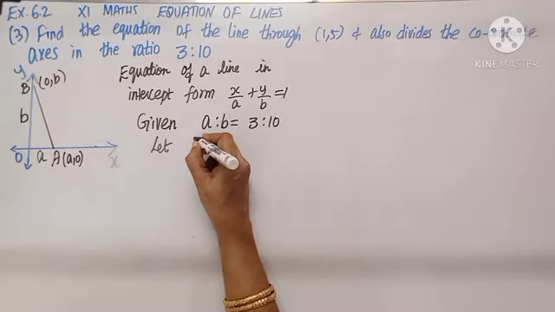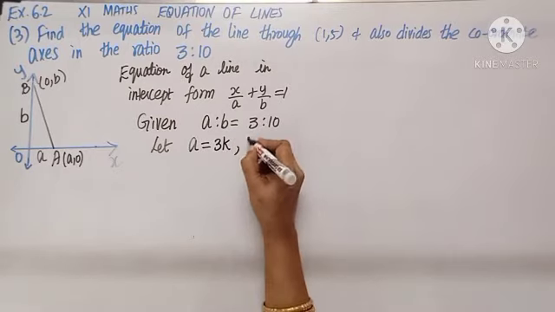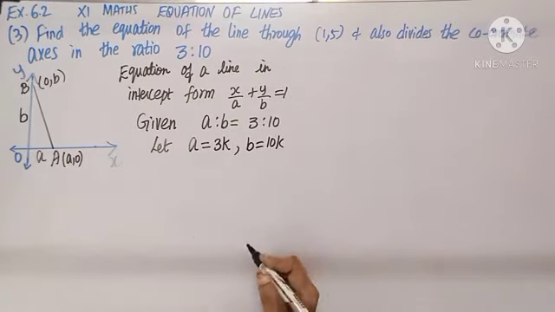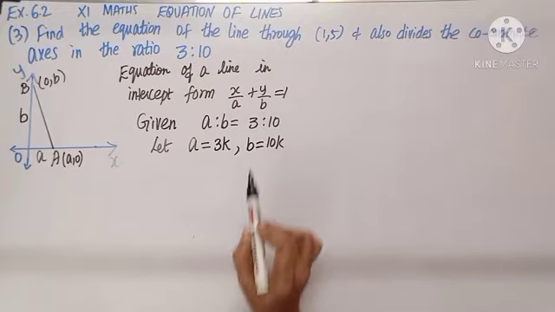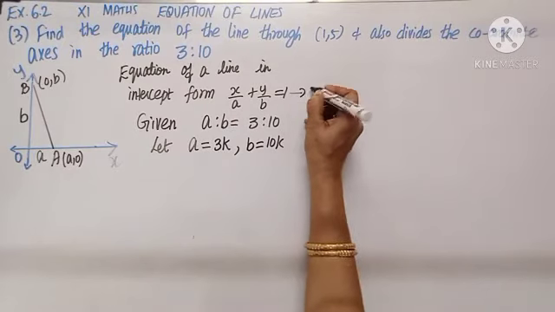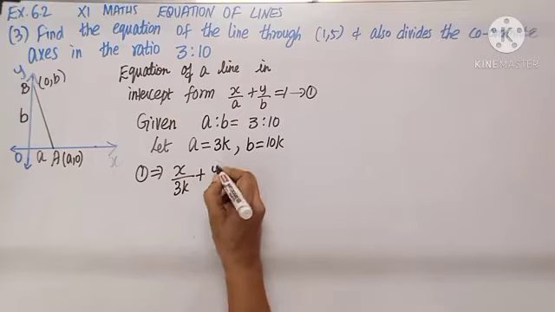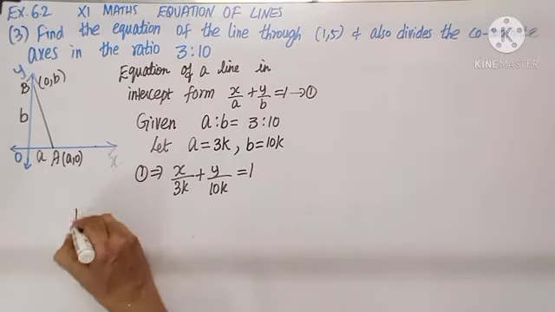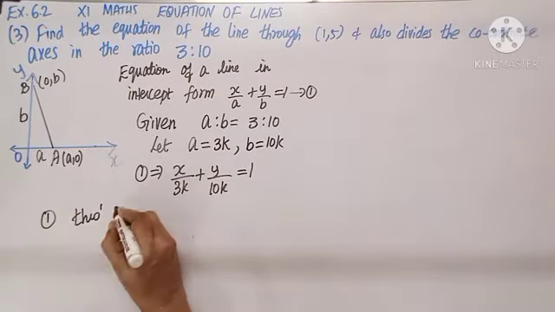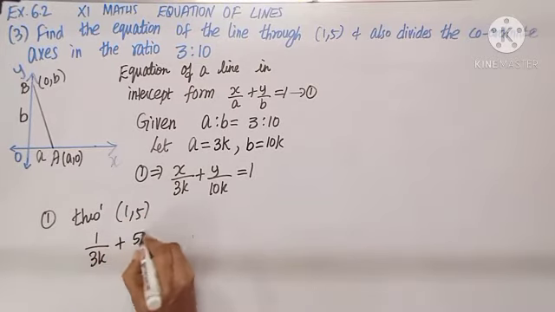Let us consider a equals some constant multiple, 3k, and b equals 10k. Whenever they give you 3:10, I can also consider equi-multiples of this. So a is 3k and b is 10k. Putting it back in equation number 1, it is x by 3k plus y by 10k equals 1. Given it is passing through 1, 5, what do you mean? Wherever x comes 1 and wherever y comes 5.